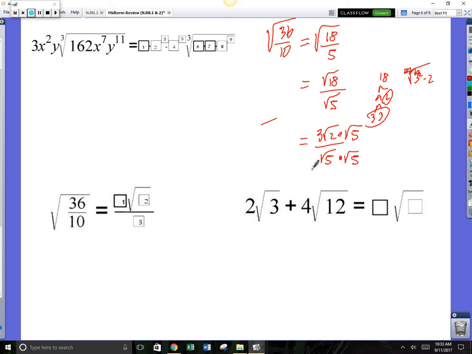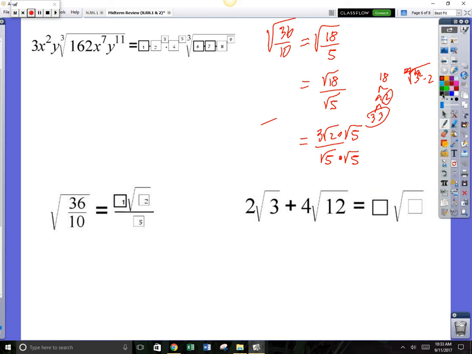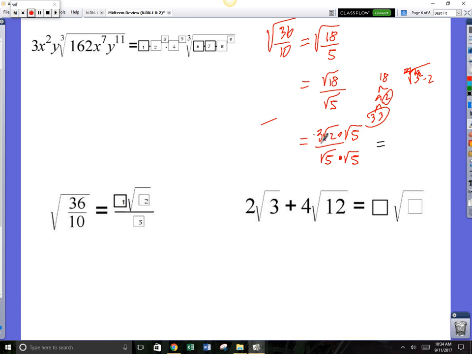And if we do that, let me change colors. The top, the 3 is on the outside. On the outside of here, the square root of 5 is just a 1. So the 3 times the 1 gives 3. The insides times each other. So the 2 times the 5 gives a 10. The bottom, the 5 times the 5 gives 25.